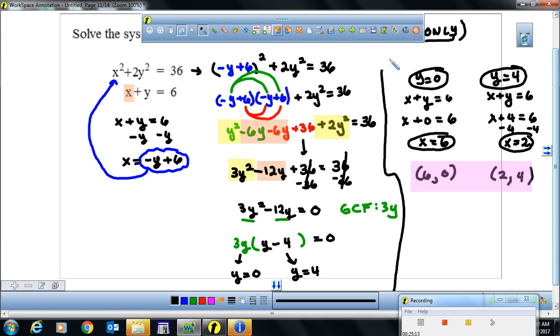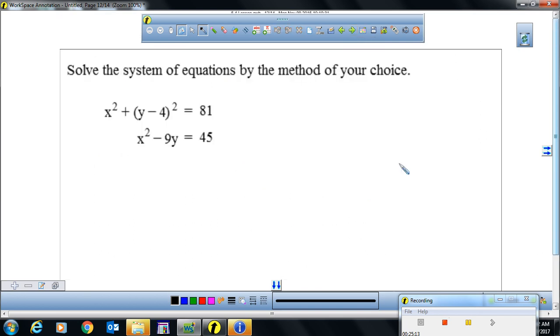Next and last problem. We are going to solve this system by the method of your choice, again, by the substitution or the addition method. So in this problem, what would be the easiest thing? You see that both equations are in the form of ax plus by equals c, but keep in mind that we only have one choice. If we want to use addition, addition would be the best choice for this problem.